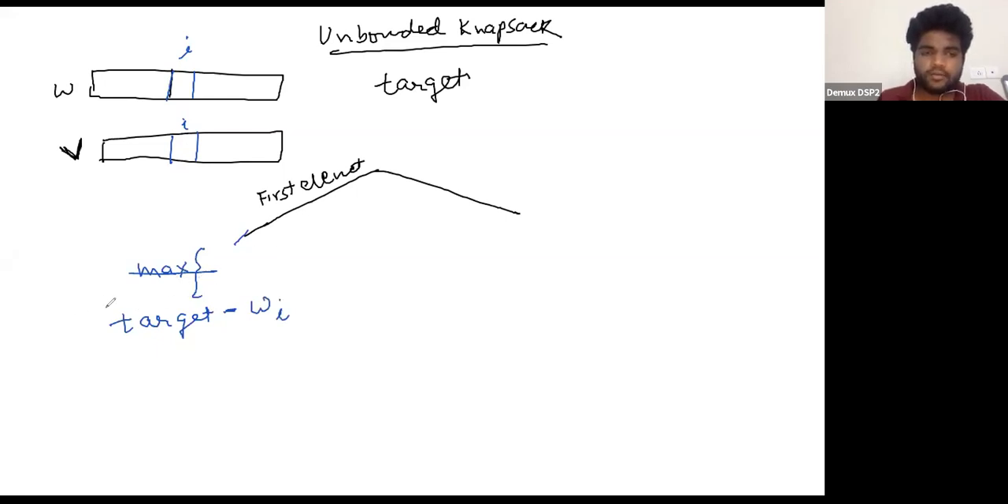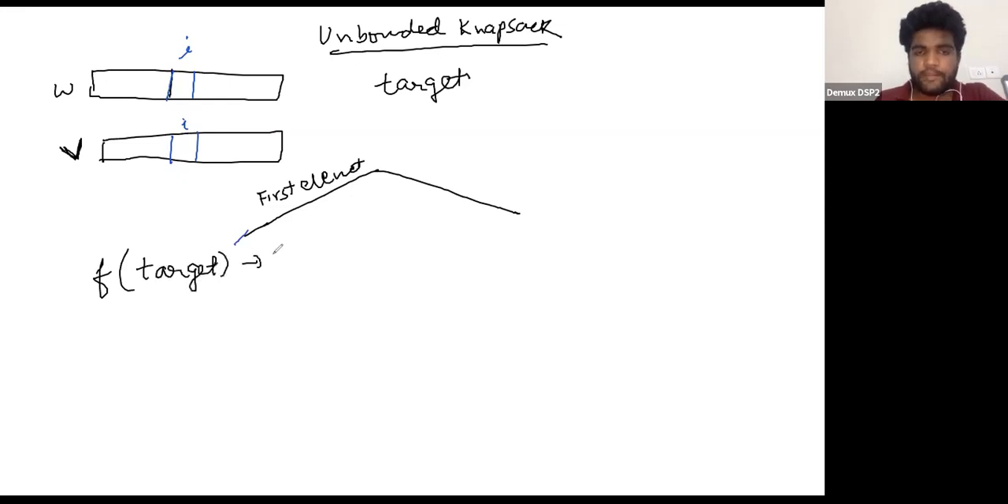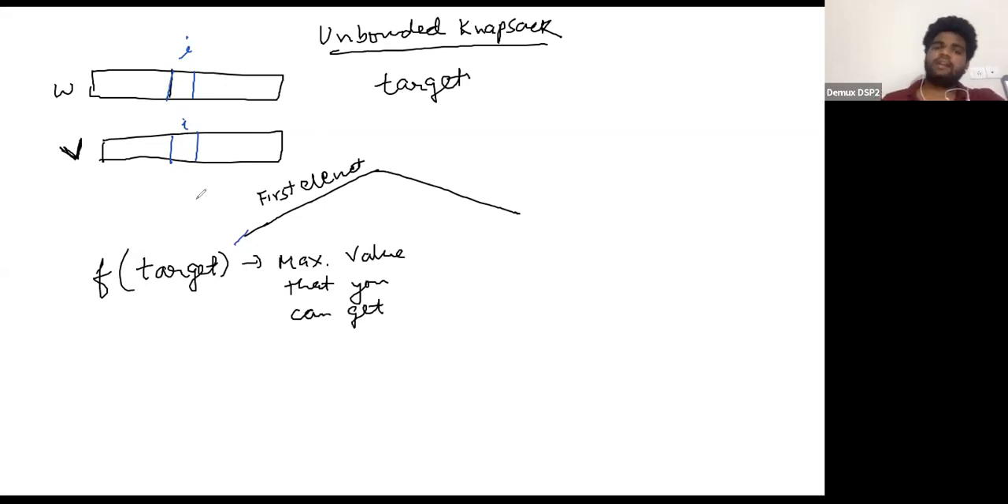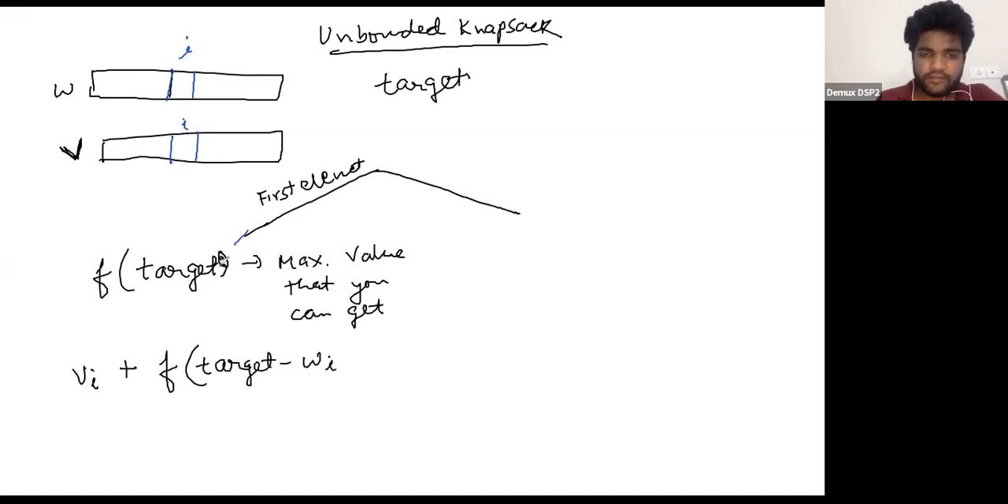So if I now say that F of target gives you the maximum value that you can get, such that the sum of weights is less than or equal to target, you could write this as: if you choose Vi, you could write it as Vi plus F of target minus Wi. And you have to maximize this across all i's.